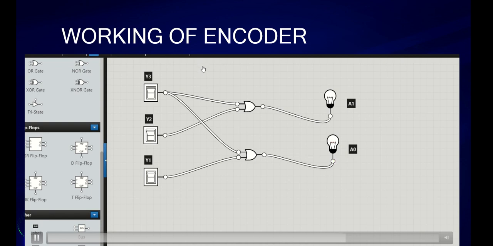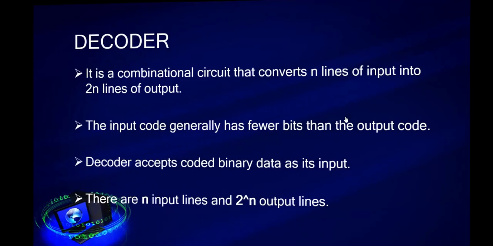This is an example of a 4 into 2 encoder. So when these 3 are 0, the output will be 0. When Y1 is 1, A0 will be 1. When Y2 is 1, A1 will be 1. When Y3 is 1, A1 and A0 both will be 1. This is the working of the encoder. Let's move on to decoder.